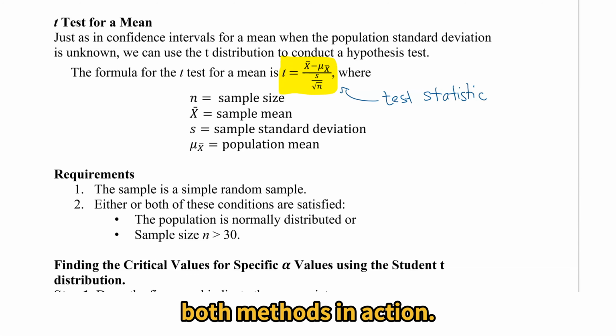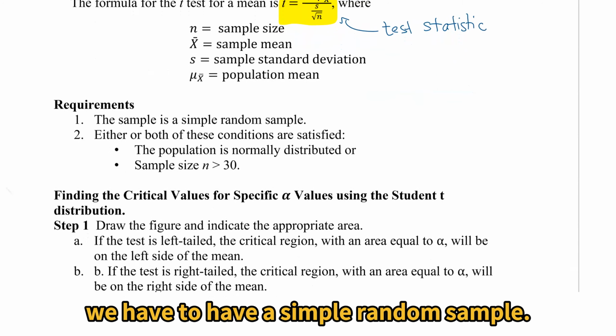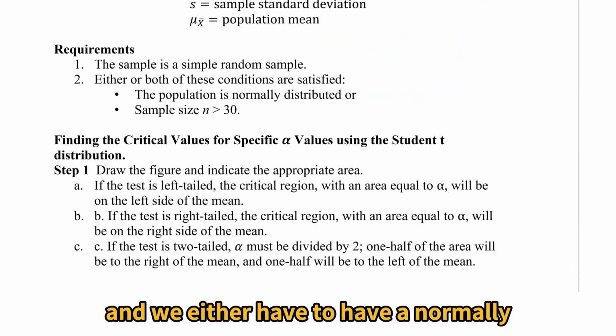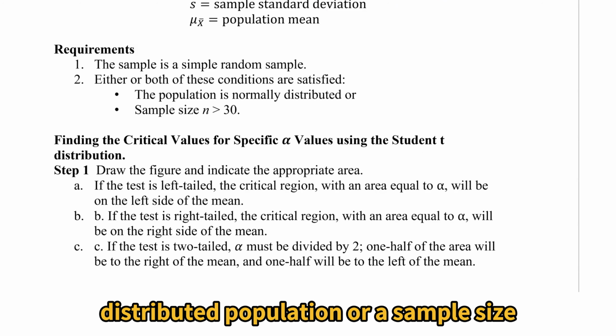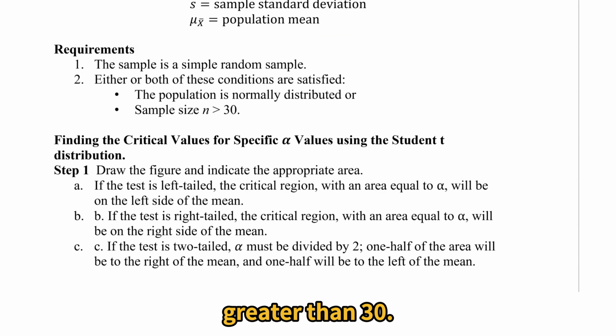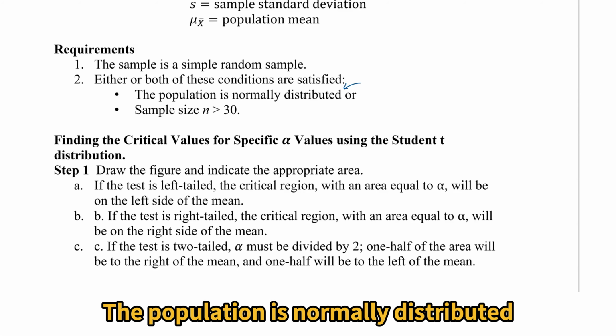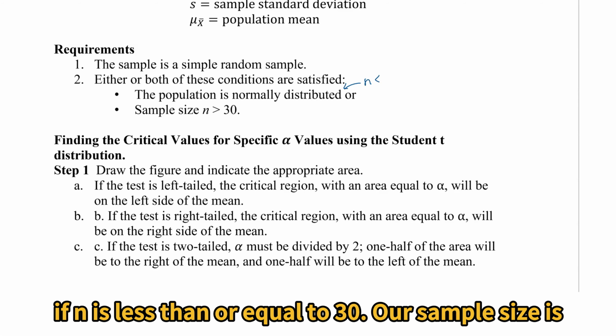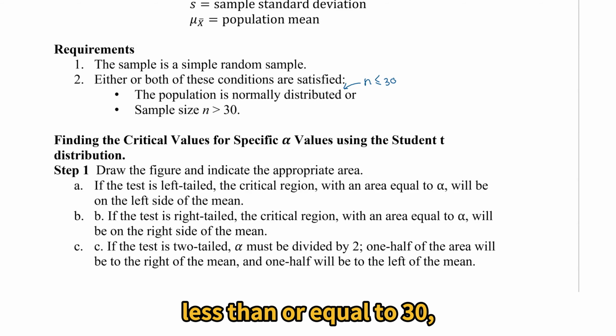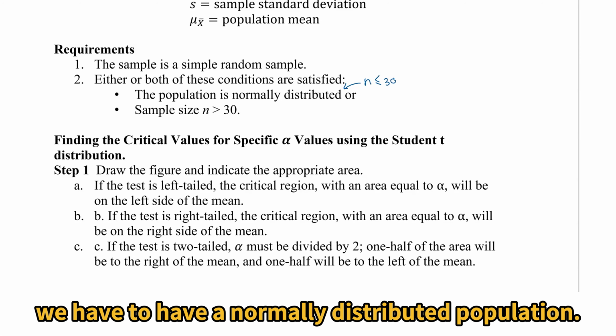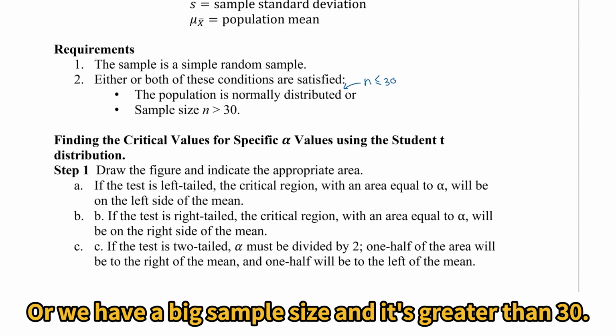Requirements for the t-test: we have to have a simple random sample, and we either have to have a normally distributed population or a sample size greater than 30. So those things are important. If n is less than or equal to 30, our sample size is less than or equal to 30, we have to have a normally distributed population. Or we have a big sample size, n is greater than 30.